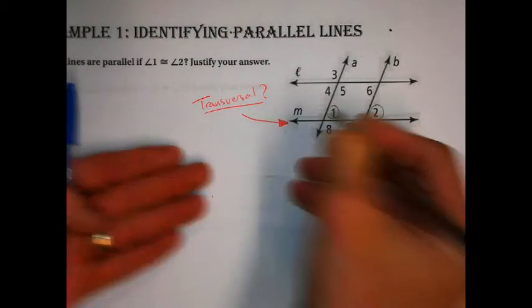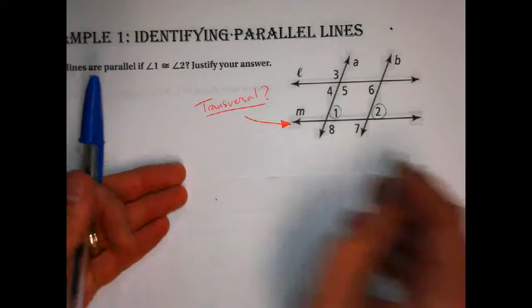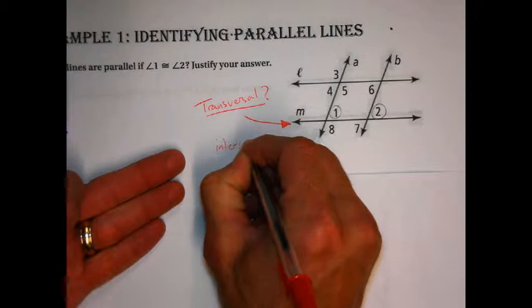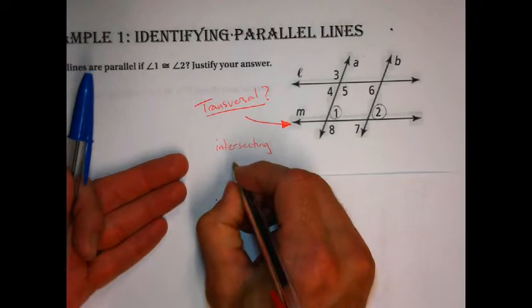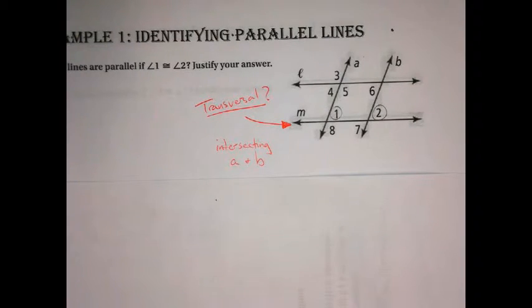Okay, and if M is the transversal, what is it crossing? Okay, so what is this transversal crossing? It is crossing or intersecting, okay? It is intersecting A and B. So we have to be able to identify that, all right?